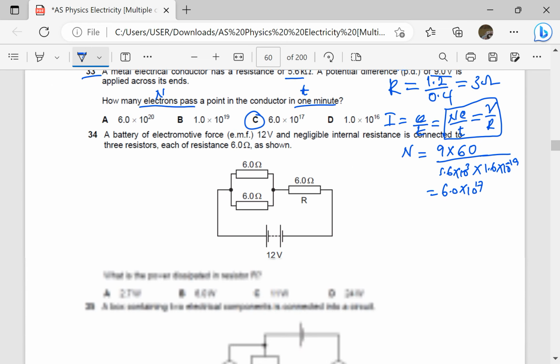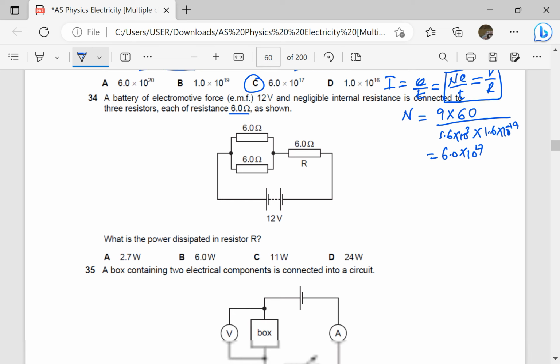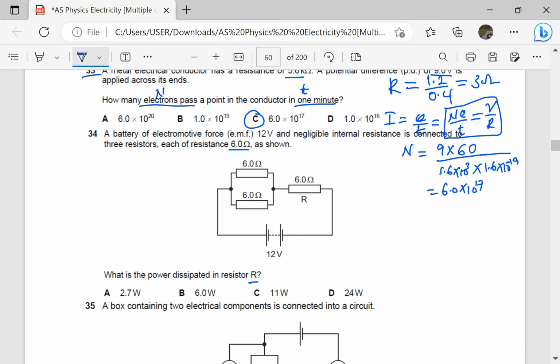A battery of e.m.f 12 volts and negligible internal resistance is connected to 3 resistors, each of resistance 6 ohms, as shown in the figure here. What is the power dissipated in resistor R? Power dissipated in resistor R. So we know that power is equal to I squared R. Power is I squared times R.